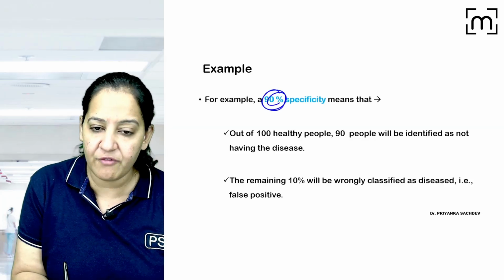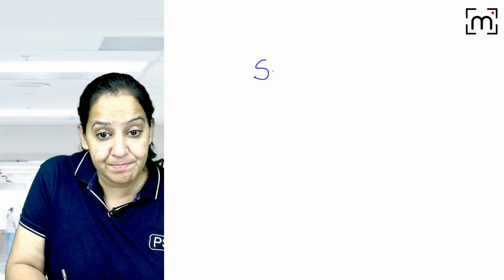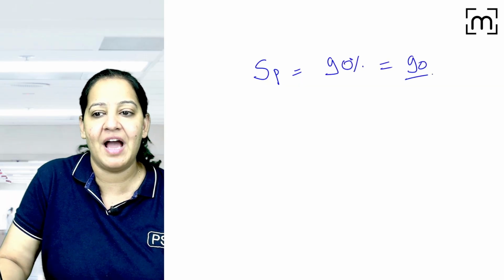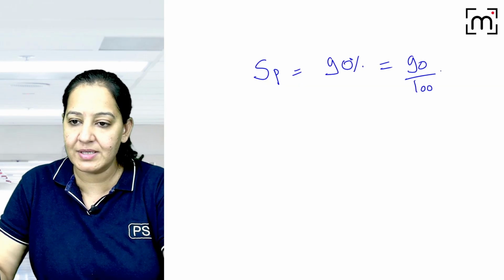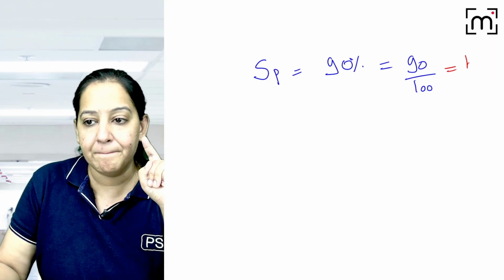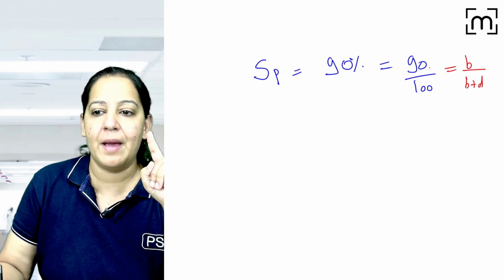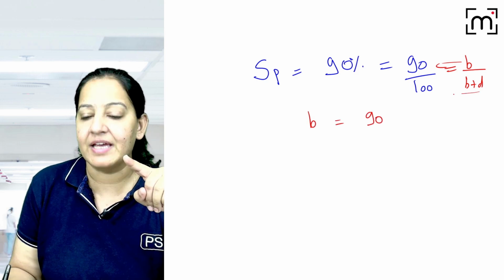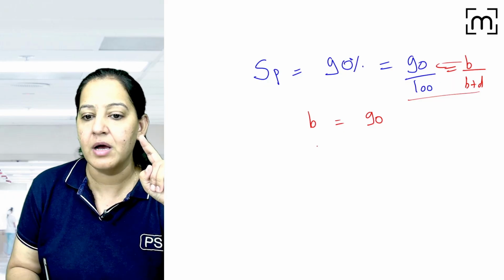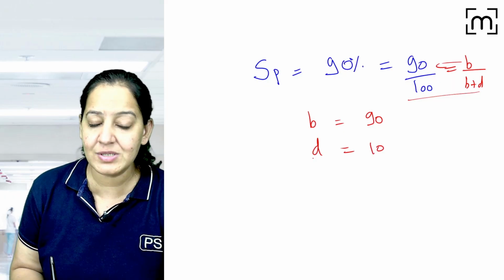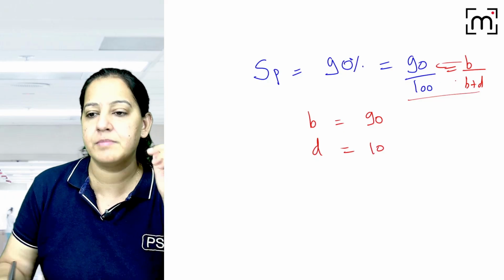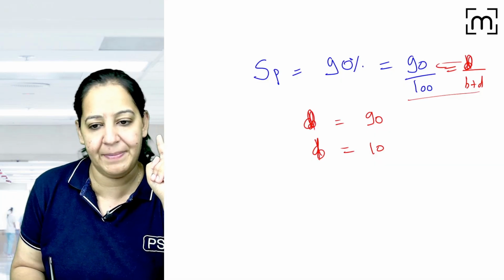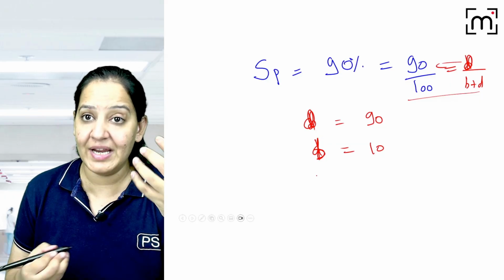If I say specificity of a test is 90%, what do you mean? I am saying specificity is equal to 90%. 90% means 90 upon 100. So what is 90? What is 100? Among the formula, D upon B plus D. So D is 90 and B plus D is 100. So D is 90 and B is 10. Sorry, I made a mistake earlier.